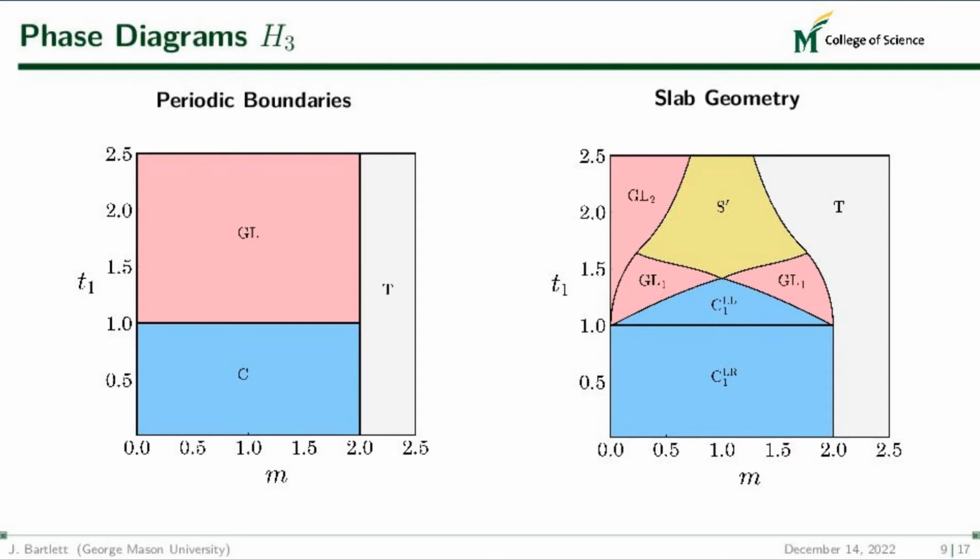So if you look on the left at the periodic boundary spectra phase diagram, we see that there's three different phases. There's the C1 phase in blue, which is this non-trivial region, the trivial region with Chern number equal to 0, which is shown in gray, and then a gapless region shown in red. And so this gapless region is where the energy bands are no longer separate.